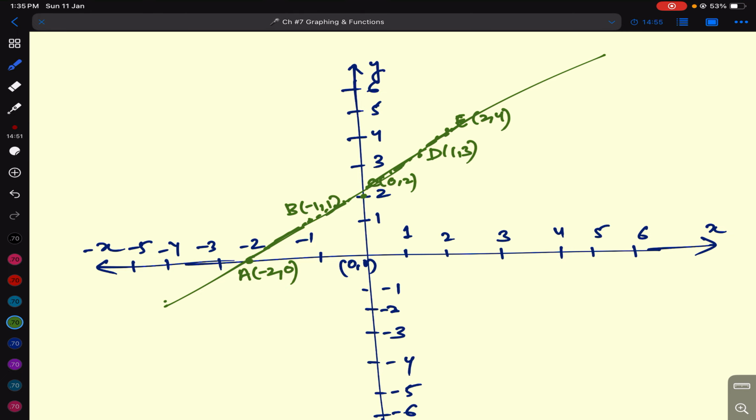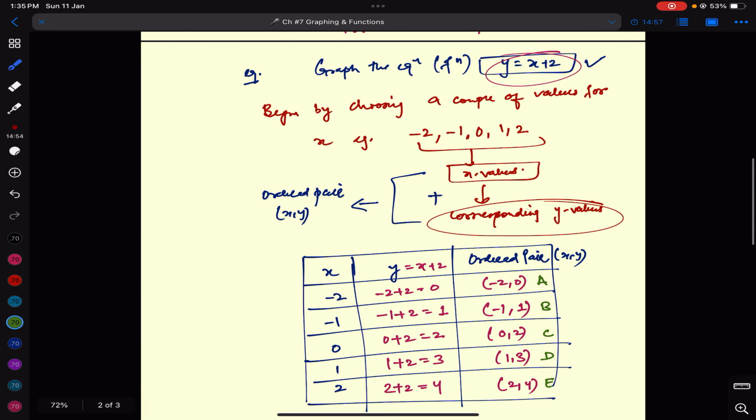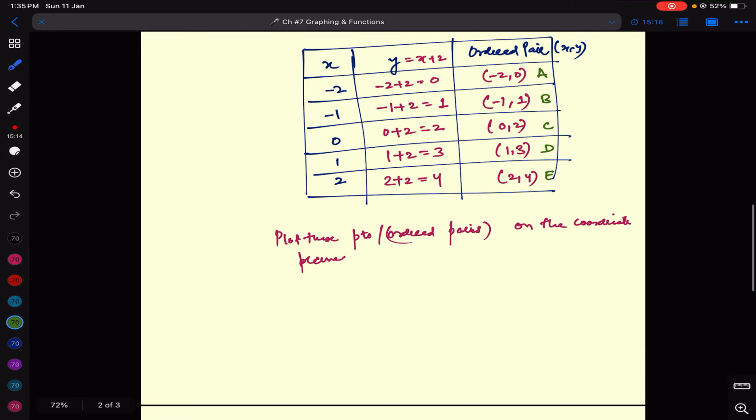I hope this is making sense. So let me summarize this. We were given the function. We started off by choosing a few x values, both positive, negative, and 0. Then I figured out the corresponding y's using the table, and hence formed their respective ordered pairs, which is the set of x and y. Okay, I plotted those points on the graph.